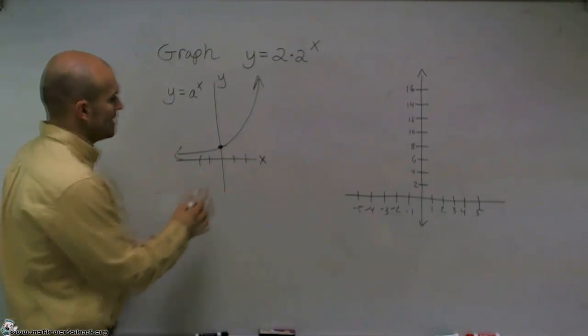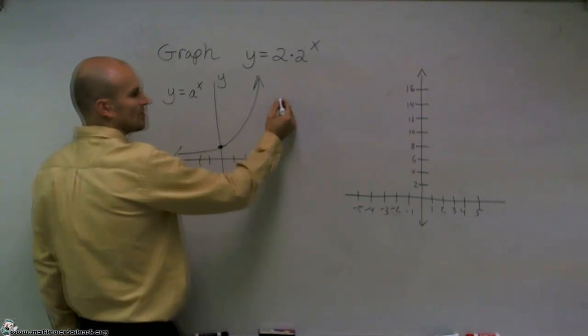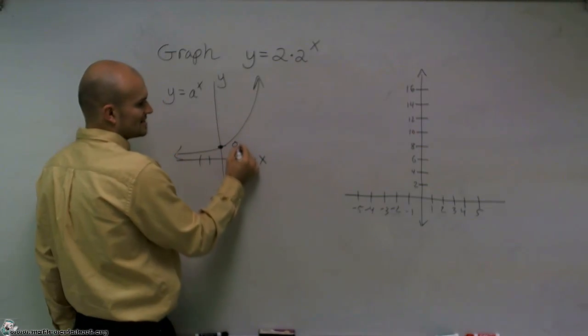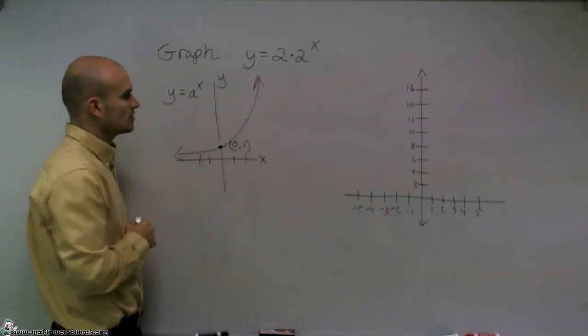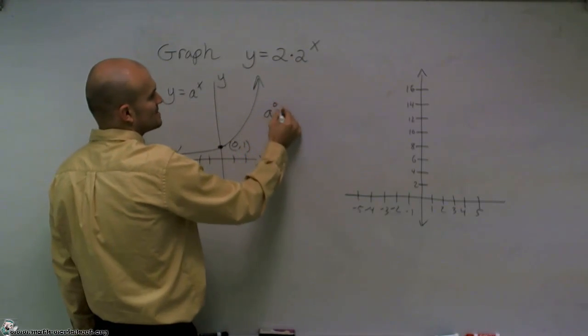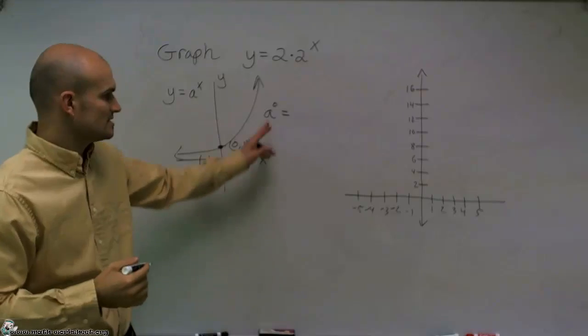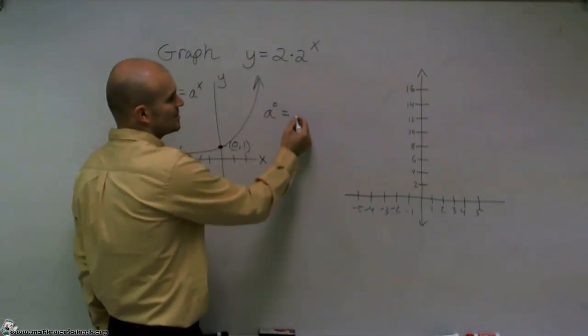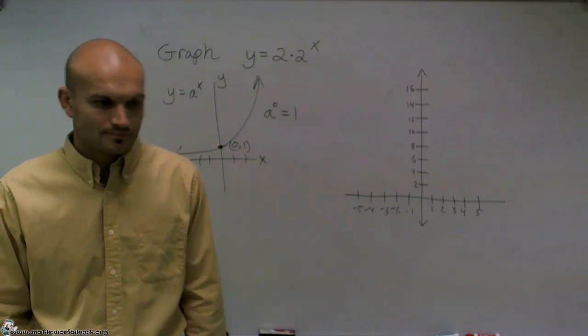So we know that right now it's going to cross at 0, and why does it cross at 0? Or I'm sorry, why does it cross at 0, 1? Well, the reason it crosses at 0, 1 is because if you were to put a 0 in for x, you'd have a to the 0, and we know any number, doesn't matter what a is, any number raised to the 0 is going to equal 1.